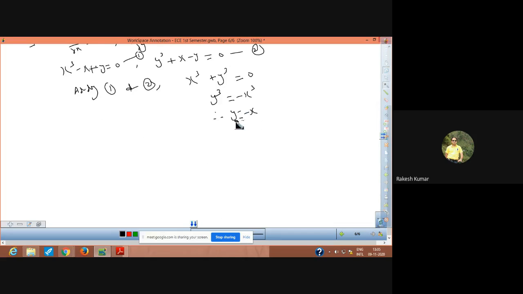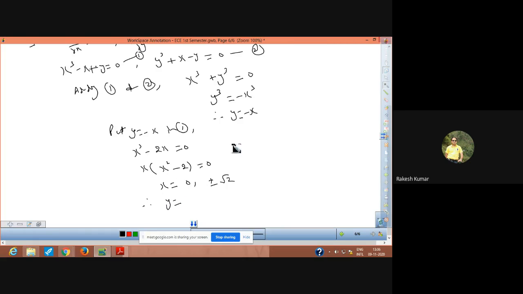Now, put y equal to minus x in 1. So, when you put y equal to minus x in 1, you will get x cube minus 2x is equal to 0. And x can be taken common. So x square minus 2 is equal to 0. So either x is equal to 0 or plus minus square root 2. So these are the values of x. And similarly, we will get the values of y.